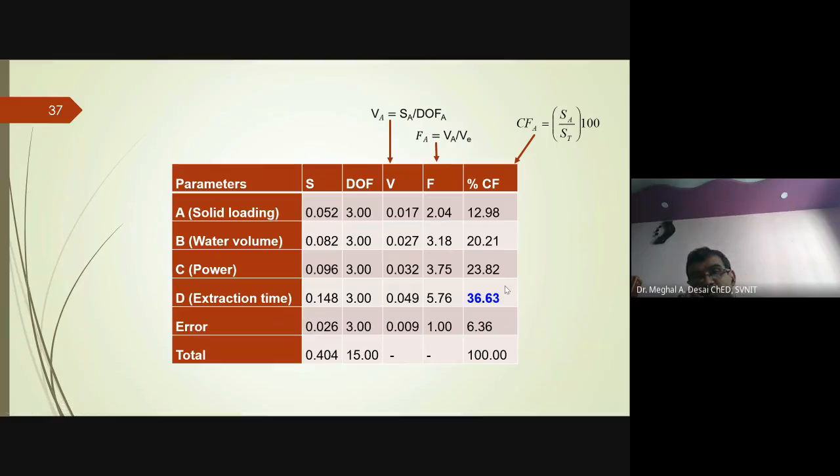Okay, so this is how I can perform the analysis of variance and find which factor has the higher impact and which has the lowest, that is 12.98.